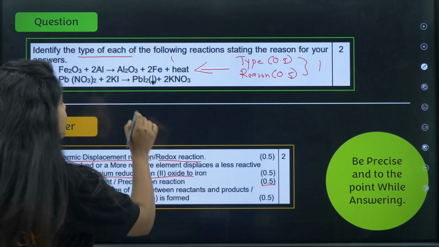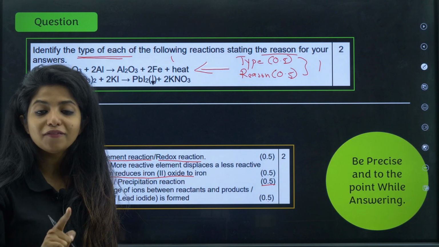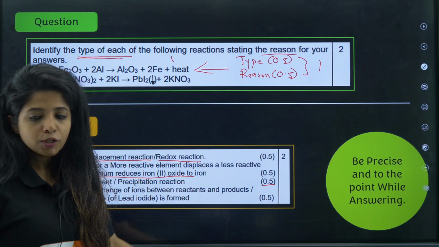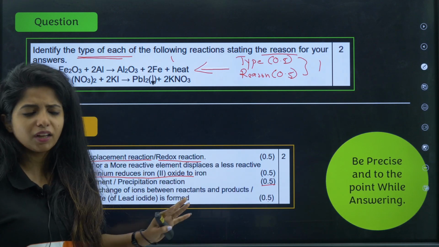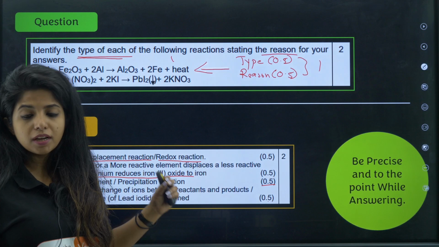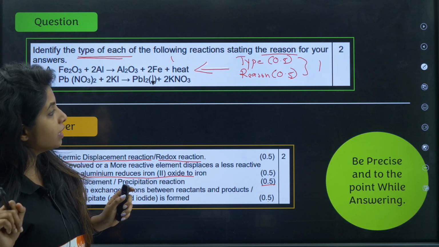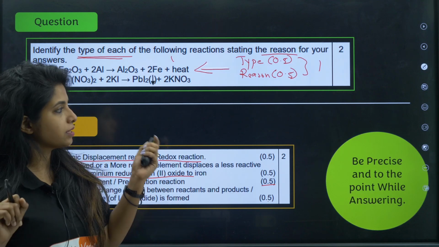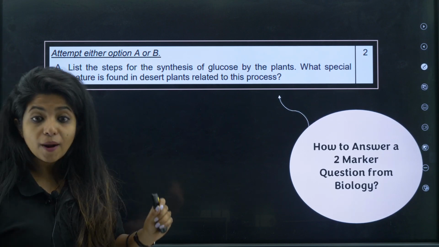If you want, underline this part, this, and this is what they are asking. So you have to give answer for that. Okay, so be precise and to the point while answering. Nothing, no extra drama. This is just a 2-marker question. Direct answer. That's all. Fine. So this is how you have to answer a question from chemistry, which is of 2 marks. Now going ahead, how to answer a 2-marker question from biology.